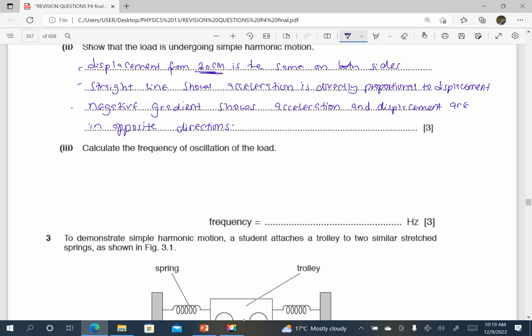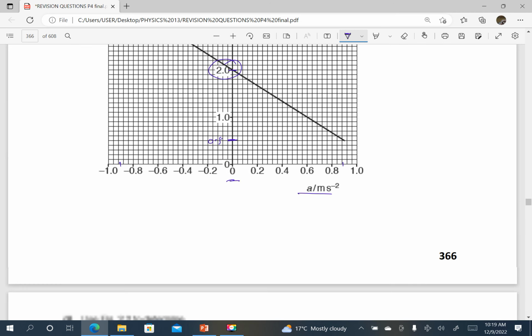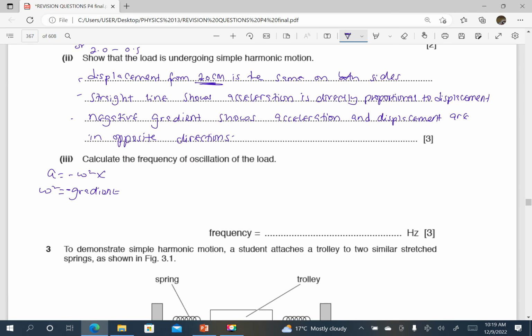But alternatively, we know that if acceleration is equal to negative omega squared x, so the gradient is going to be equal to omega squared. So omega squared is equal to the gradient. Of course, the gradient is already negative. Omega squared is equal to the negative gradient. No, the graph plotted is a graph of x against a, so it's the other way around. Because it is x against a, this is not true, sorry for that. It is x against a.